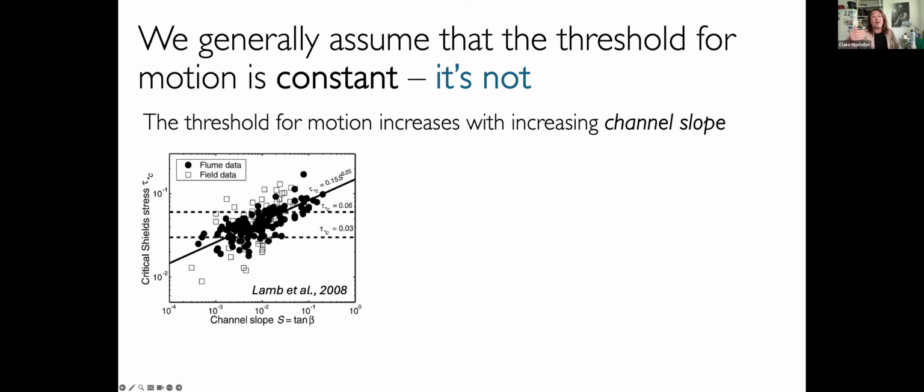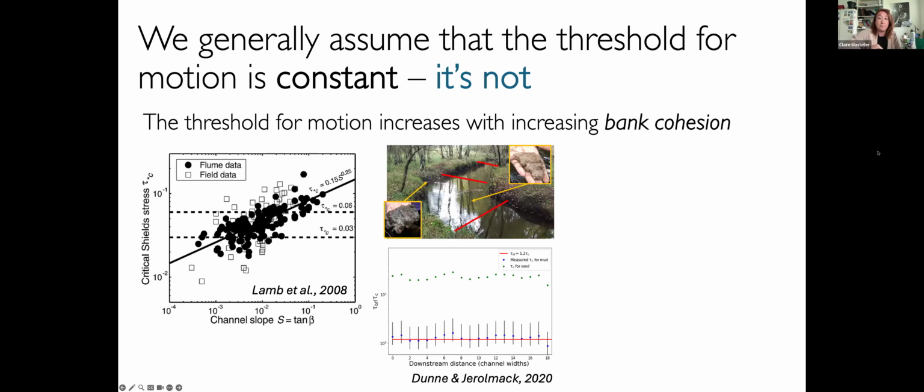First, empirical studies have demonstrated that the threshold for motion can vary with reach-scale differences in channel slope, such that as we get to steeper slopes, the threshold for motion increases, requiring a larger flow to dislodge and transport sediment particles. A number of studies have also demonstrated that the threshold for motion increases with bank cohesion. This isn't that surprising: it's harder to move stickier sediment.